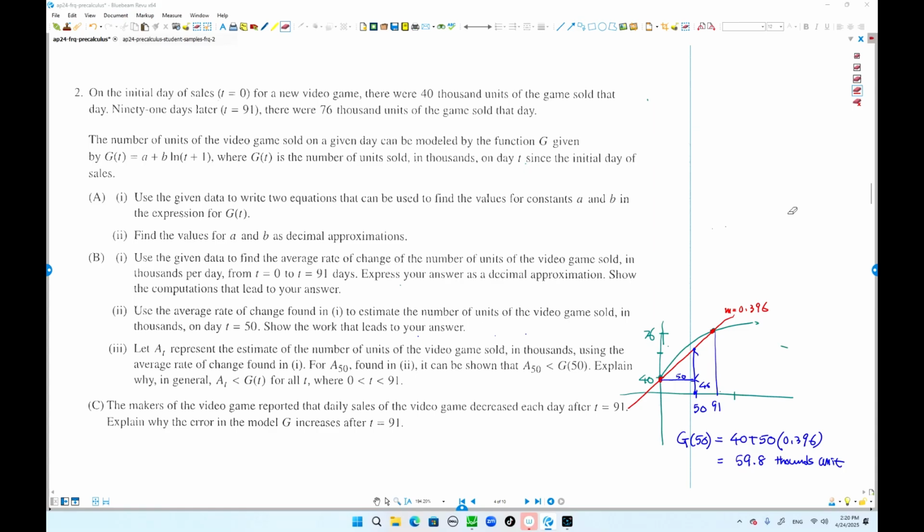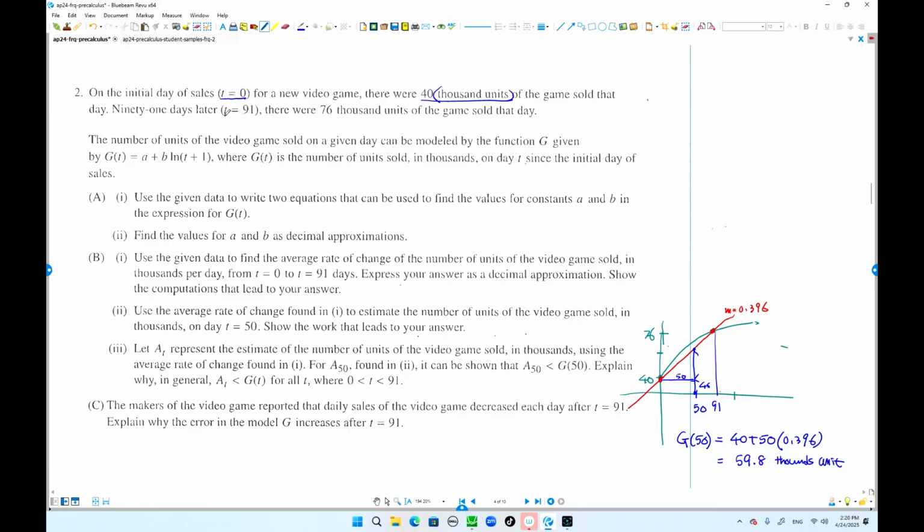This is 2024 AP Precalculus, question number 2. Also, we can use a calculator. Okay, here is number 2. The initial date of sales, when t equals 0, that is initial. There are 40,000 units, thousands of units of the game sold.